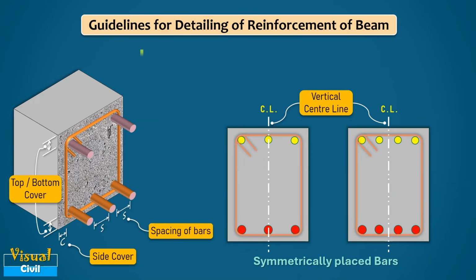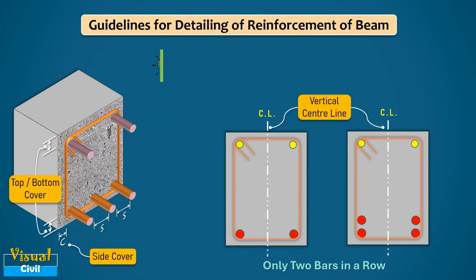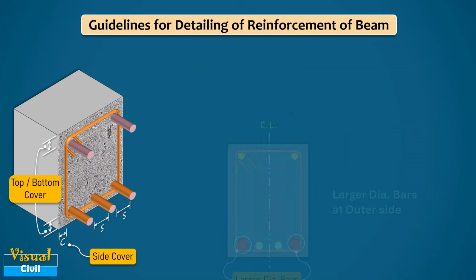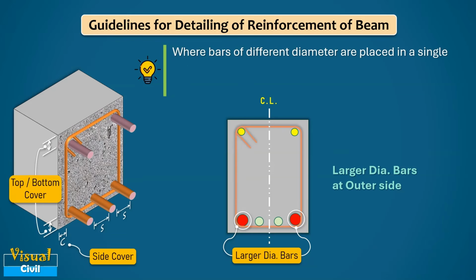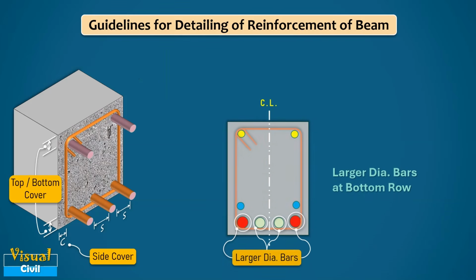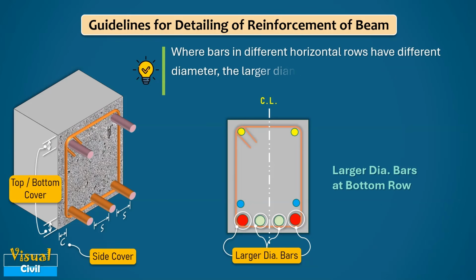The first point is that the reinforcement bars shall be symmetrically placed about the vertical center line of the beam. If there are only two bars in a row, then these shall be placed at the outer edges. If bars of different diameters are placed in a single bottom row, then the larger diameter bars are placed on the outer side. In case the bars in different horizontal rows have different diameter, the larger diameter bars shall be placed in the bottom row.